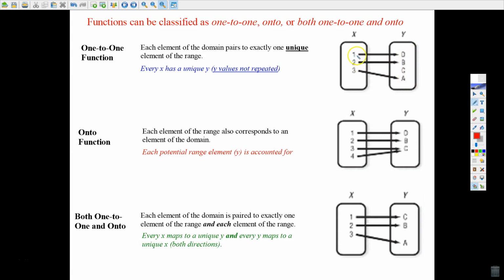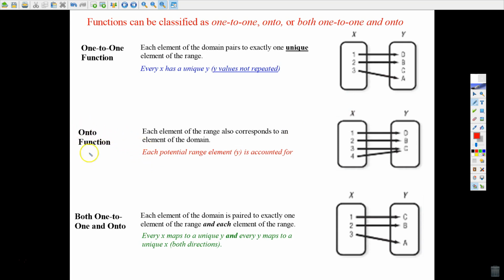So do you see how 1 is mapped to D, 2 is mapped to B, 3 is mapped to A, and so that would be considered a one-to-one, one domain matched up with one unique range. That makes sense. Kind of the name gives it away. One domain to one range, period.